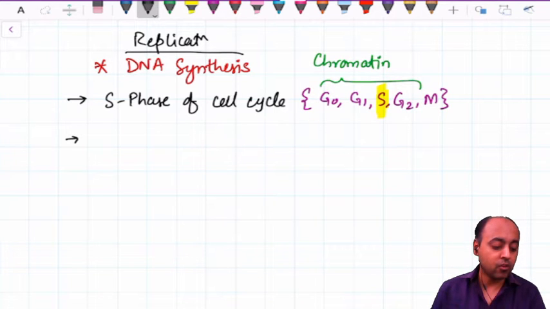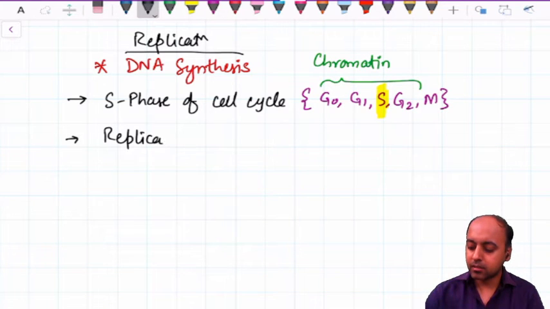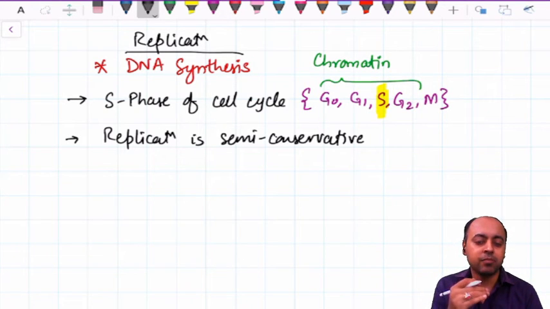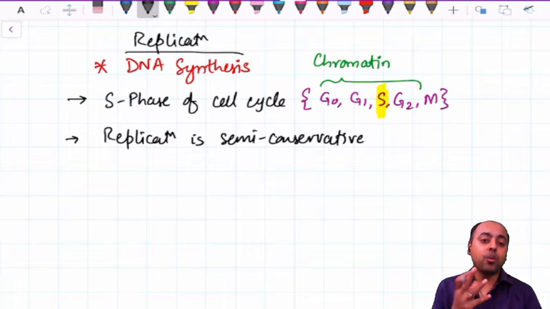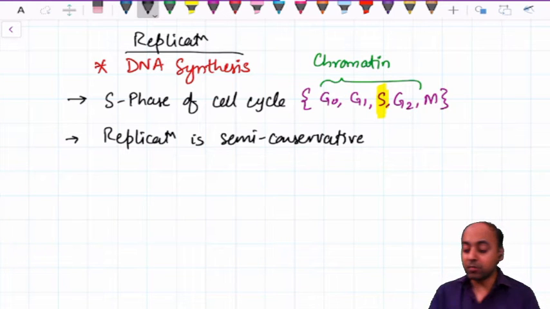The term for DNA synthesis is replication. So you have to remember that replication is semi-conservative. This is a very important property for the DNA. This is a unique phenomenon, that semi-conservative nature of replication. Nowhere in the biological system, when you make a new molecule and you examine the structure, you find half of it is still old. That's what we mean by semi-conservative.